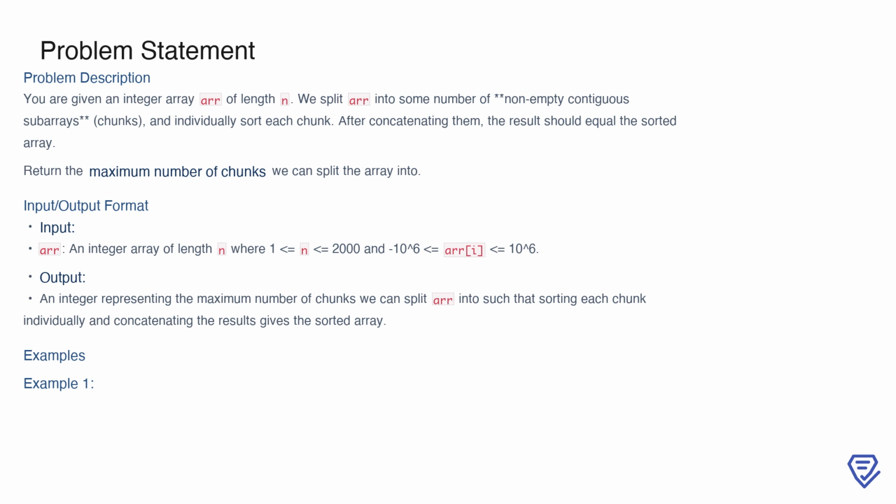The input is the array ARR, where the length n can range from 1 to 2000, and each element can have a value between -10^6 and 10^6. The output is a single integer, representing the maximum number of chunks that meet the condition. This problem challenges us to think about how to divide the array strategically while ensuring that sorting and merging the chunks reconstructs the sorted array. Let's explore some examples to clarify this further.